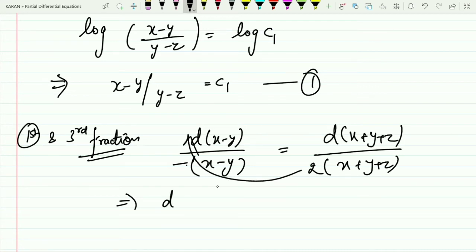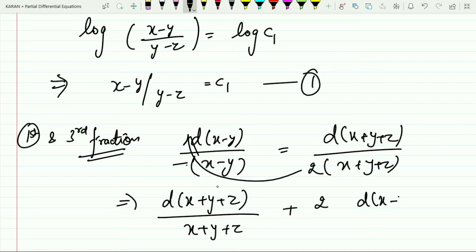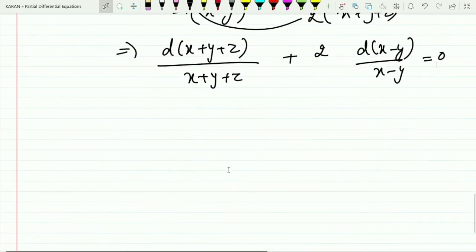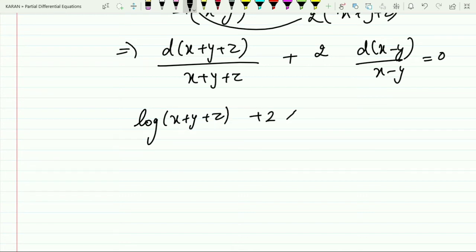So what you will get? You will get derivative of x plus y plus z divided by x plus y plus z plus 2 times derivative of x minus y divided by x minus y is equal to 0. And now if you integrate on both sides, what you will get? This is nothing but log of x plus y plus z plus 2 times log of x minus y is equal to some log of c2.